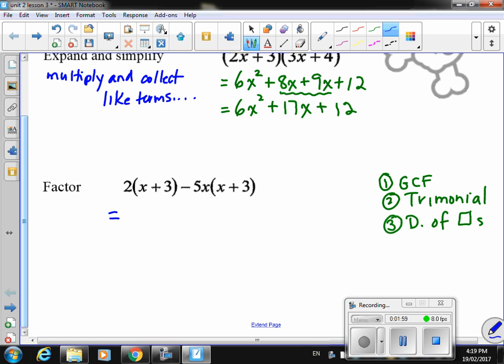And what I see is that this x plus 3 is common to both terms. So strangely, it would be my greatest common factor. Then I would throw up a set of brackets and write in that whatever I need to multiply x plus 3 by to get what I started with. For the first term, I had x plus 3 times 2, so I need my 2 there. For the second term, I had my x plus 3 multiplied by negative 5x. So I have that written in factored form, even though it looks kind of strange.